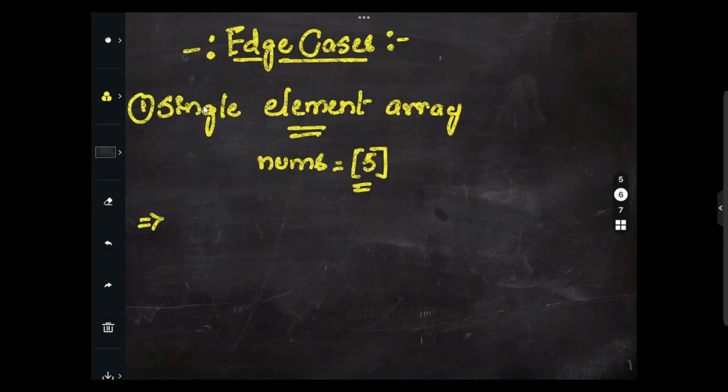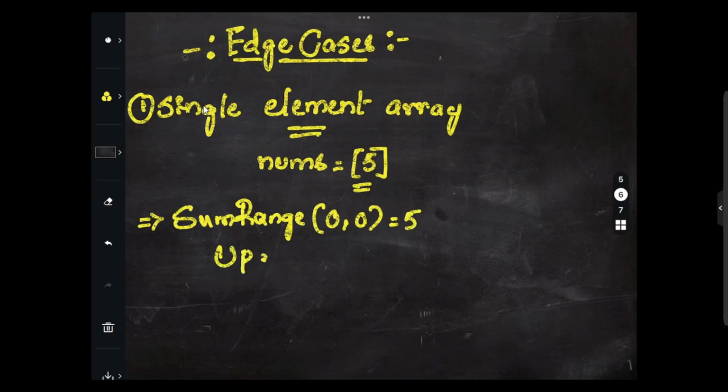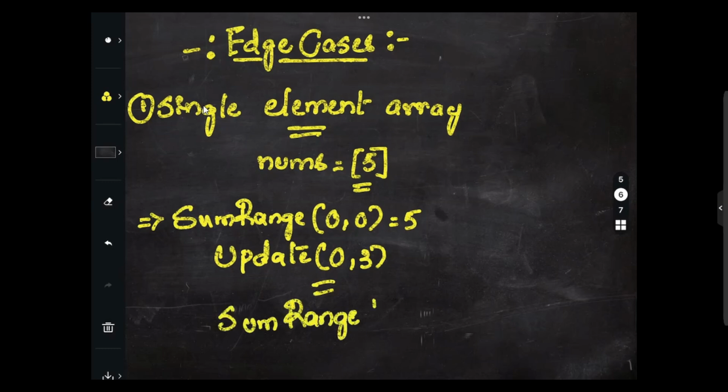The first edge case here is the single element array. I have considered only one element. You can clearly see here. Now I'll give some range of 0 comma 0 in this case, right? SumRange of 0 comma 0, 5 we can consider. Update, let's update index 0 by 3, right? So now sumRange of 0 comma 0 will be 3 in this case. I hope this is completely clear. This is for the single element array, right?